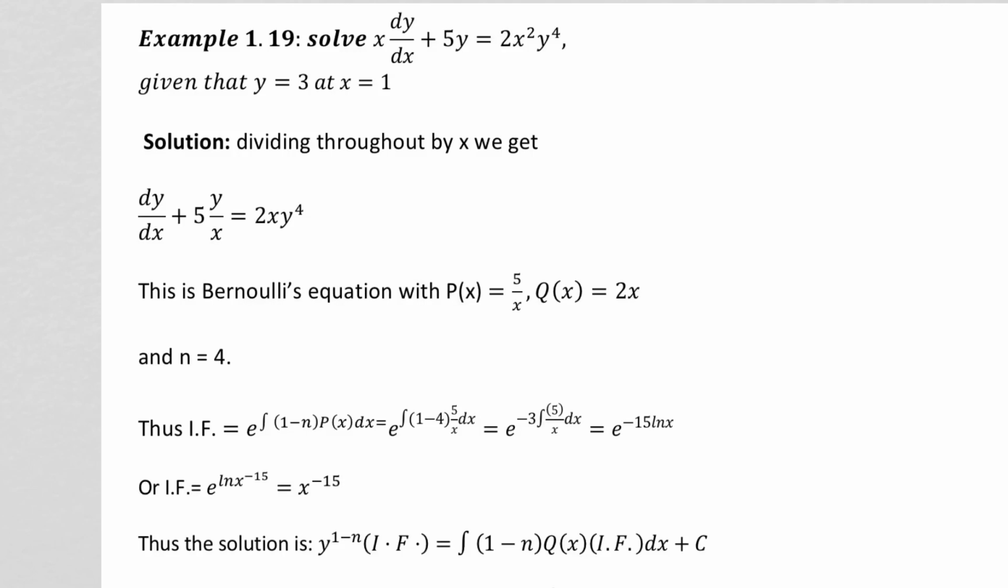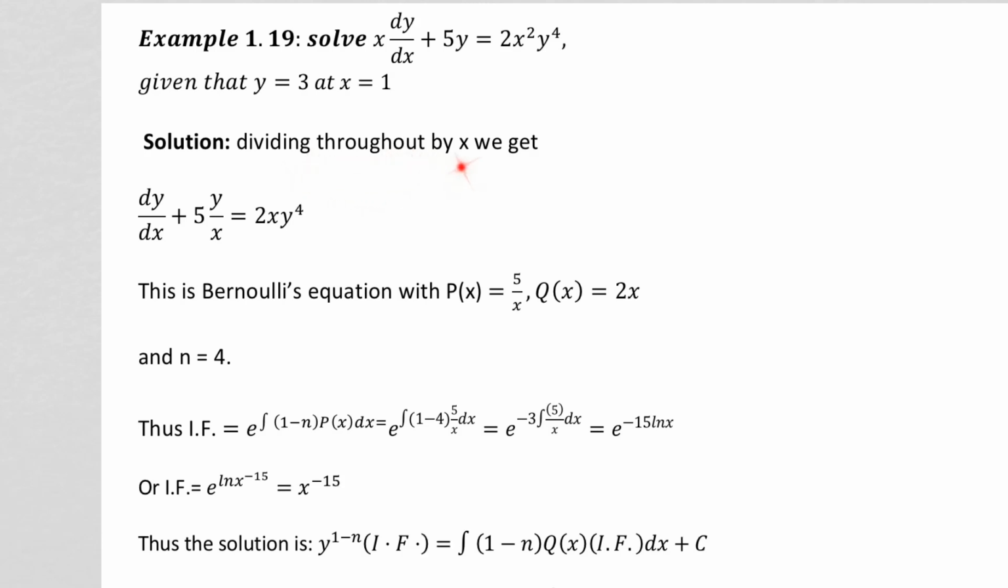Now let's take up the next example, which is solve this problem. x into dy by dx plus 5y is equal to 2x square into y raised to the power 4. Given that y is equal to 3 at x is equal to 1. So here we are trying to find a particular solution after we find the general solution. And particular solution will involve the evaluation of the constant of integration using this condition. So solution proceeds as shown below.